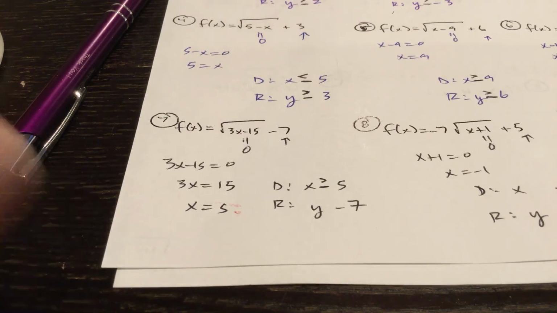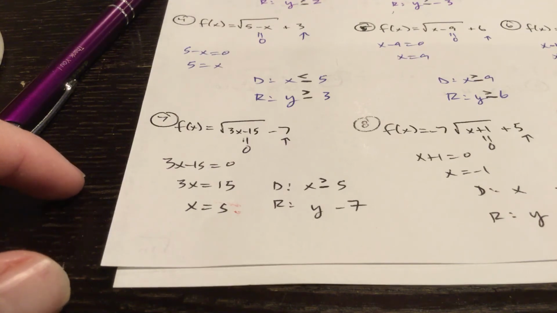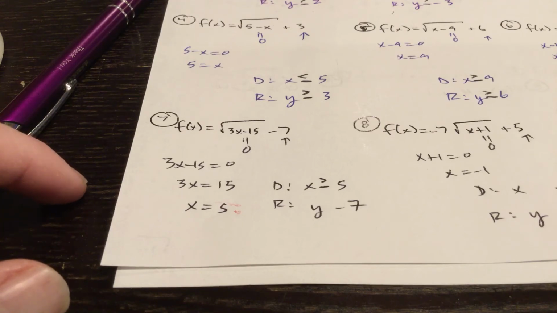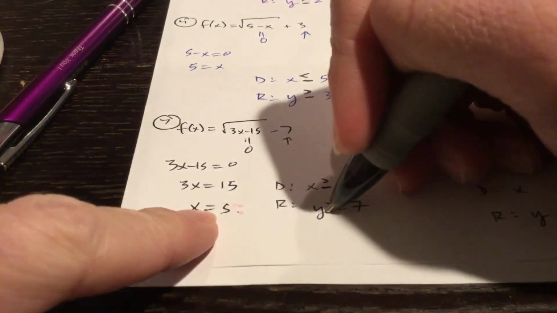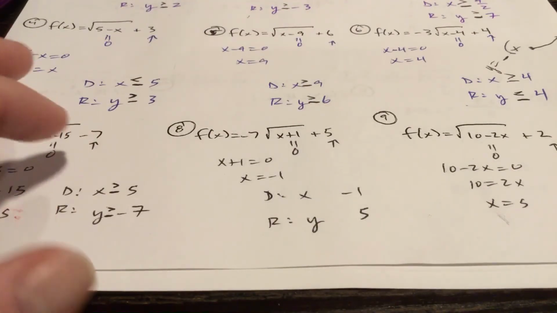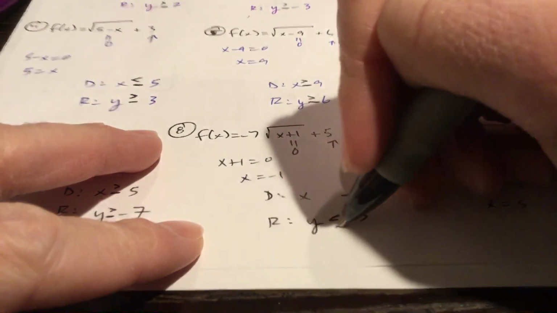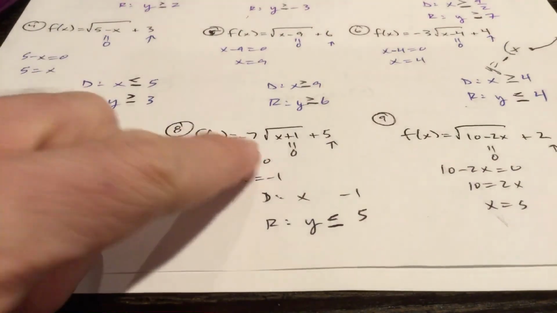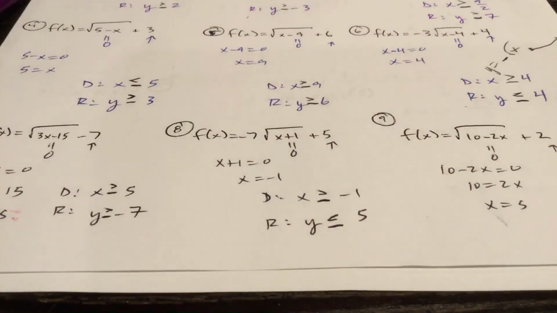Next, as x gets bigger, let's say I plug in 6. I get the square root of 18 minus 15, which is the square root of 3, minus 7, and that's roughly negative 5 point something, which is greater than negative 7. So the range is y greater than or equal to negative 7. All right, this one's just like 6. I have a negative on the outside of the square root, so the range is going to be y less than or equal to 5. I have a positive x on the inside of the square root, so the domain is going to be x greater than or equal to negative 1.